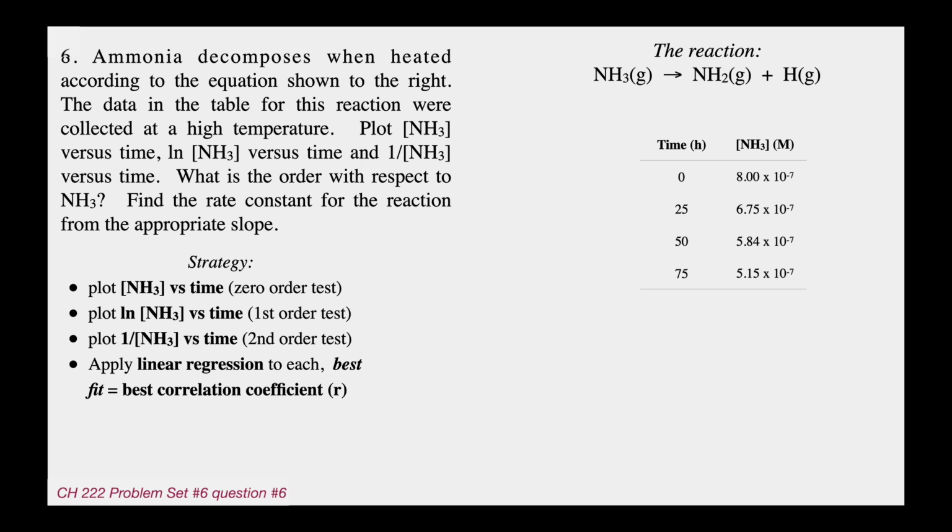Now, you're going to end up with 3 graphs, and the way to figure out what the order is, you apply a linear regression to each one of them. With a linear regression, you look for the best fit, i.e. the best correlation coefficient R. So the best R will lead you to the order, and from the order, you'll be able to find the rate constant K. So in this next picture, I'm going to show you the results of what I did.